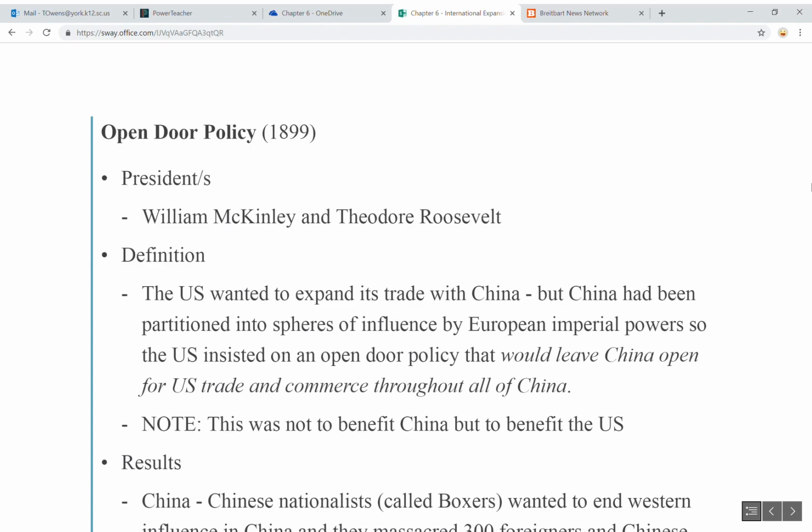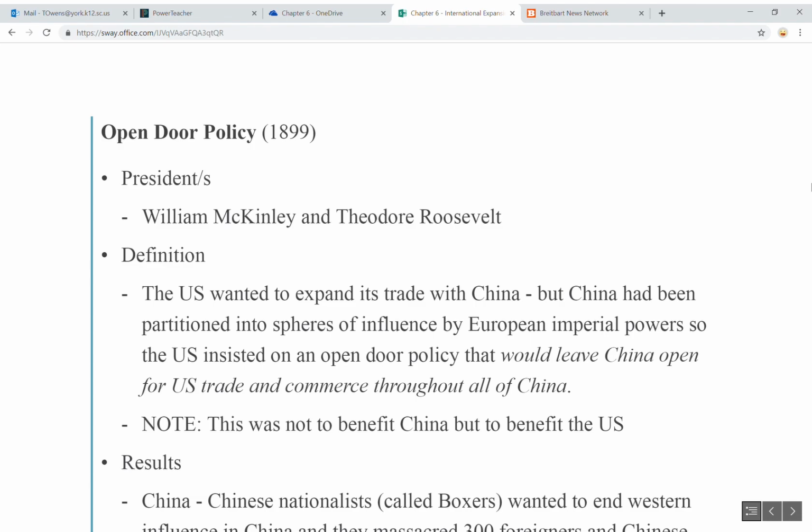This one originated around 1899, and it starts with McKinley, but of course McKinley will be assassinated and Theodore Roosevelt takes over for him in 1901. So he's going to continue this open door policy. The open door policy deals primarily with China, but the entire region is something that we want opened to our trade, okay, but primarily dealing with China.